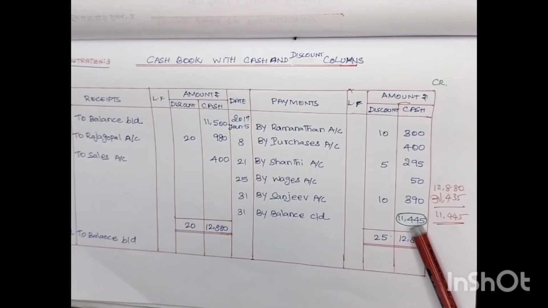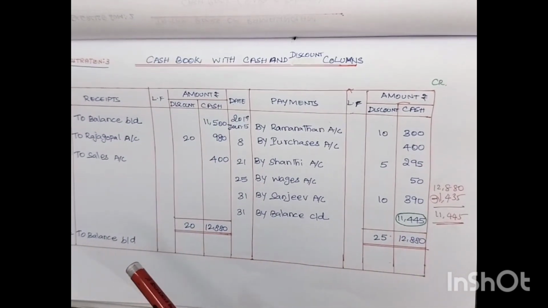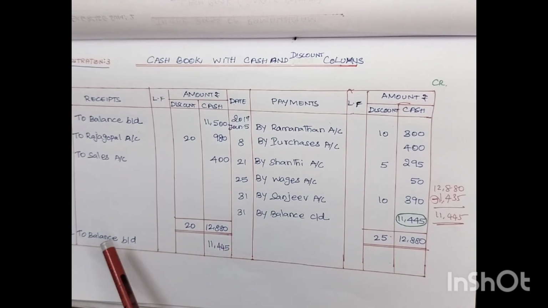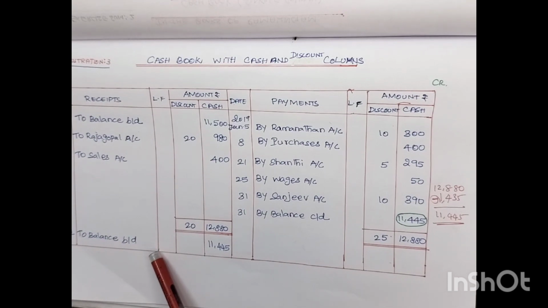Then the difference value has to be brought down to the opposite side, below the total. You have to enter that difference amount below the total. Against it, "To balance brought down" needs to be entered, and in the date column you record the first day of the next accounting period, that is February 1. This is the opening balance of the cash and discount in the double column cash book.